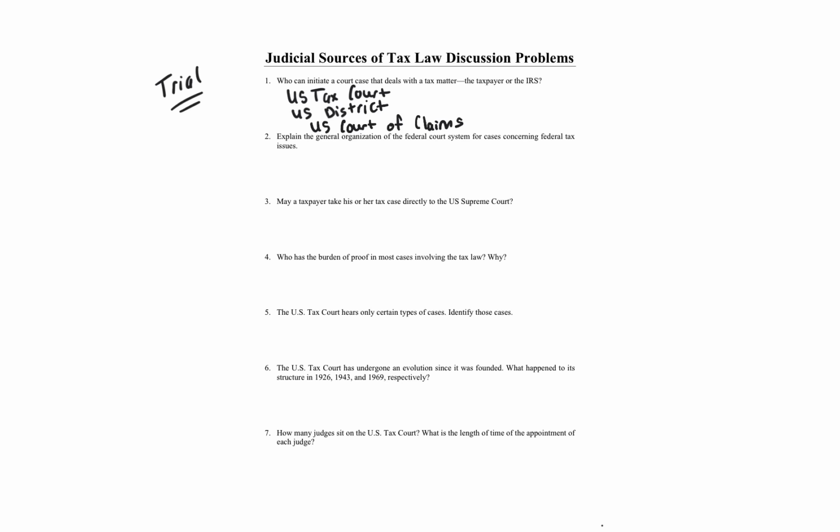So in the U.S. District Courts and the U.S. Court of Claims, both of those, the taxpayer has to pay the tax, and then sue for a refund. So the taxpayer has to pay the tax, the deficiency that the IRS has levied on the respective taxpayer. So the taxpayer has to pay that, and then the taxpayer sues for a refund. So in those two cases, only the taxpayer can initiate the case.